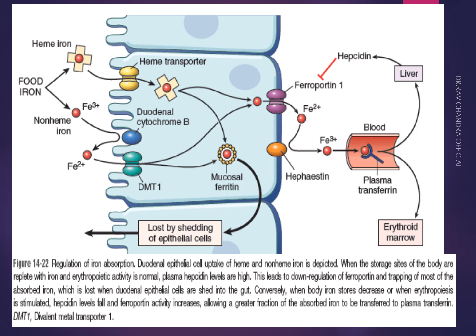In this way, the iron absorption is regulated. So, what are all involved in iron absorption? Option A, DMT1. Option B, ferroportin 1. Option C, hepcidin. Option D, all the above. You should mark the answer all the above.